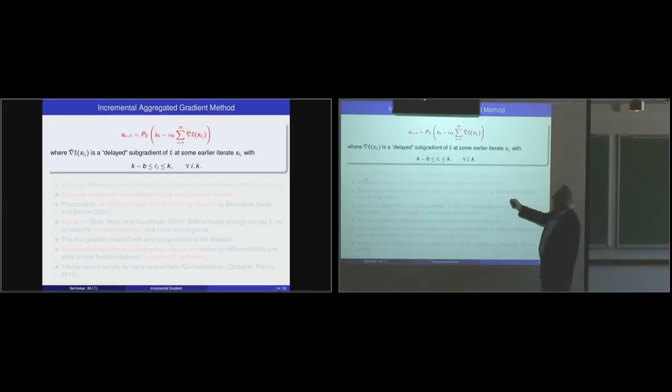Here, instead of using a single component subgradient, we use the subgradients of all the components. However, we calculate the subgradient of a new component only once, only one component per iteration. And you reuse the previous subgradients to form an estimate of the full gradient.